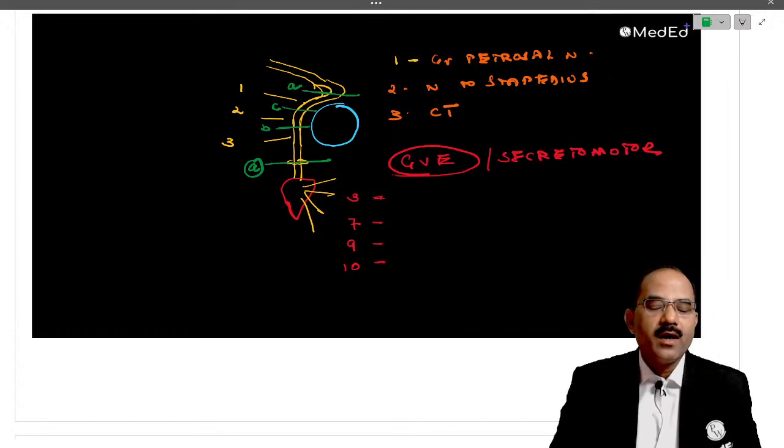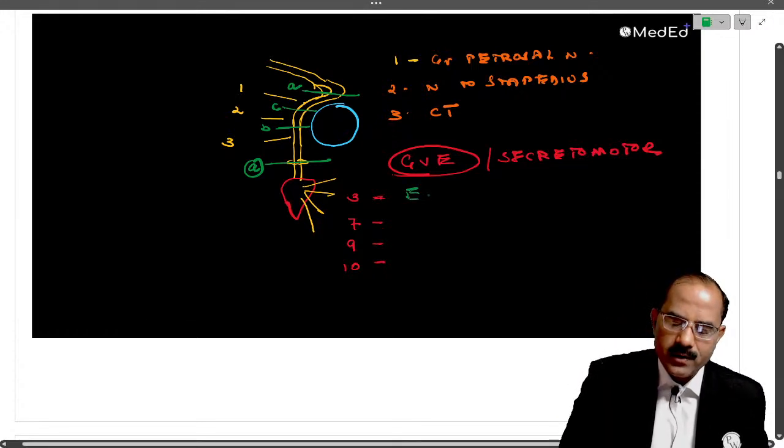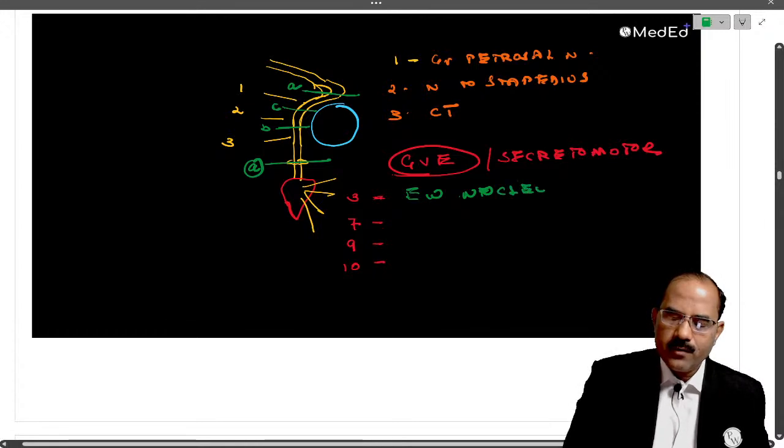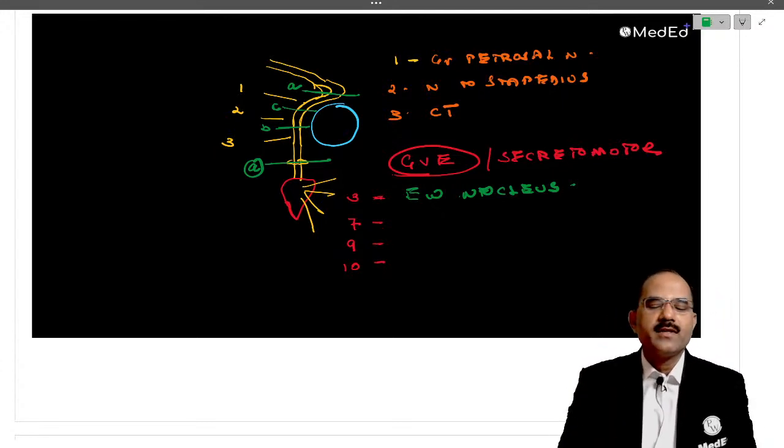Very good, excellent. That's the Edinger-Westphal nucleus. So the name of the nucleus of the third nerve which is going to supply the sphincter pupillae and the ciliaris muscle, that's Edinger-Westphal nucleus, right?